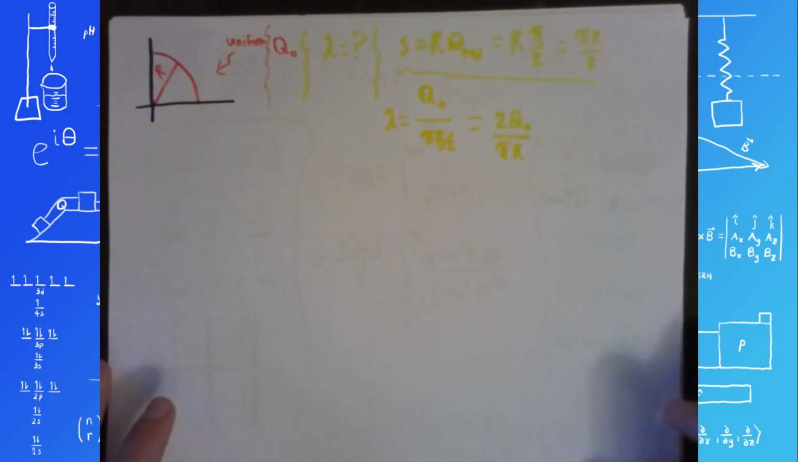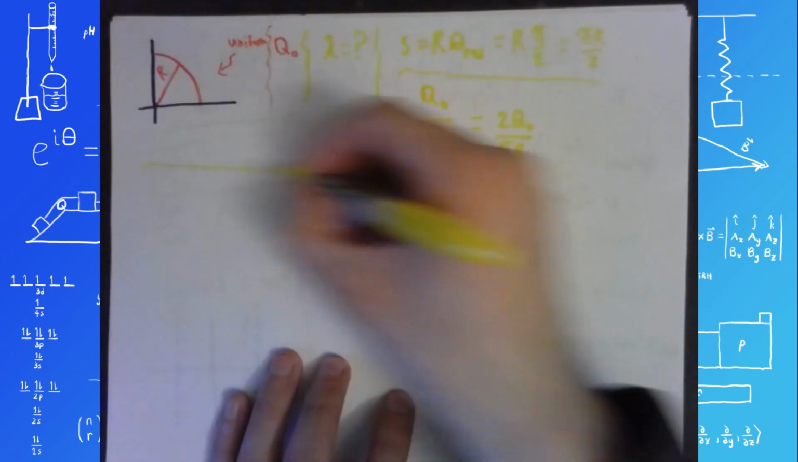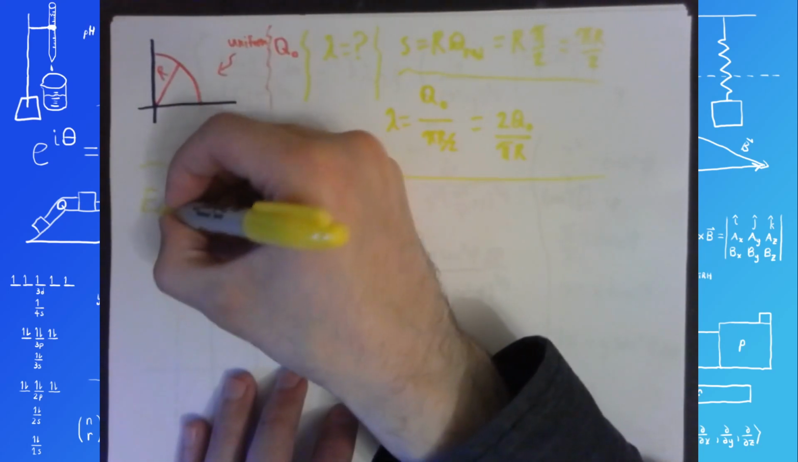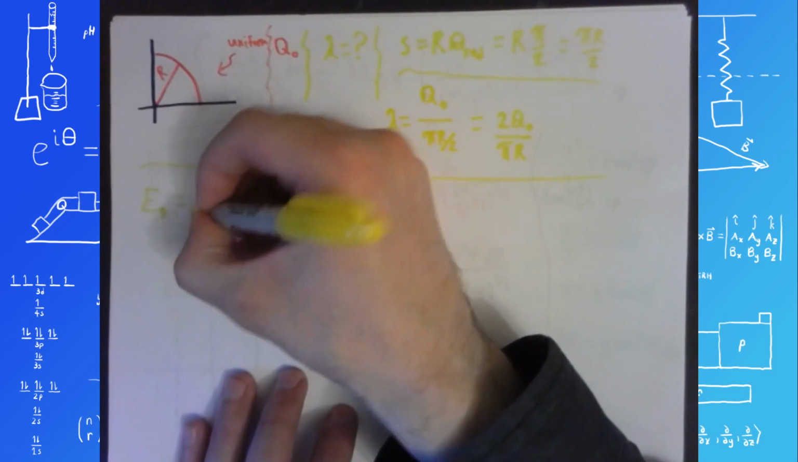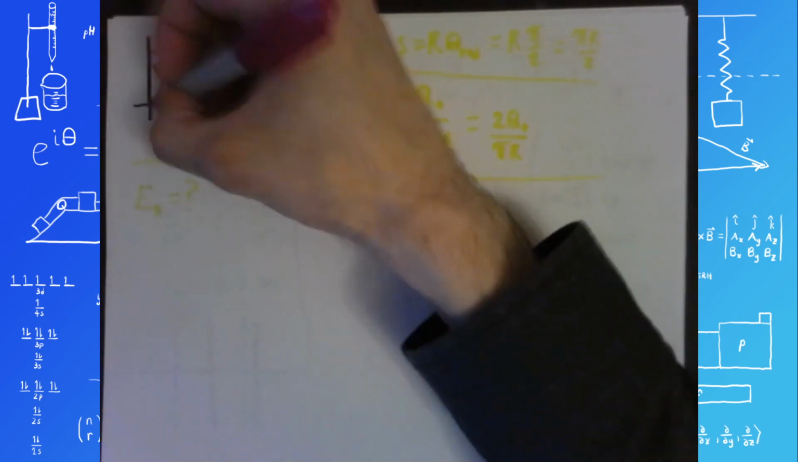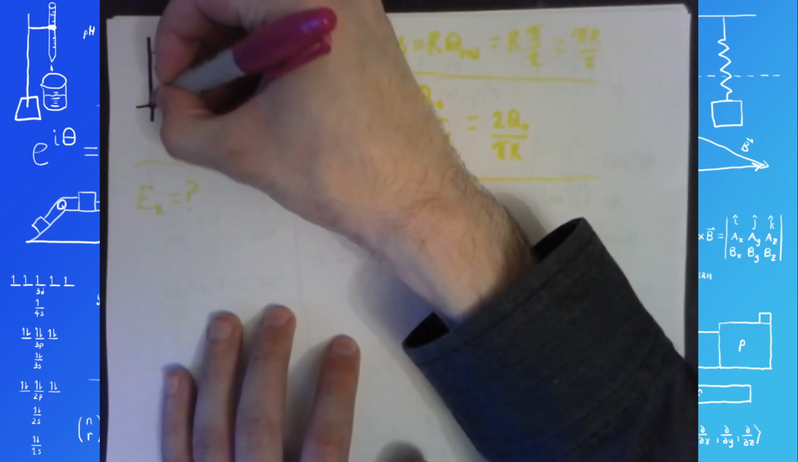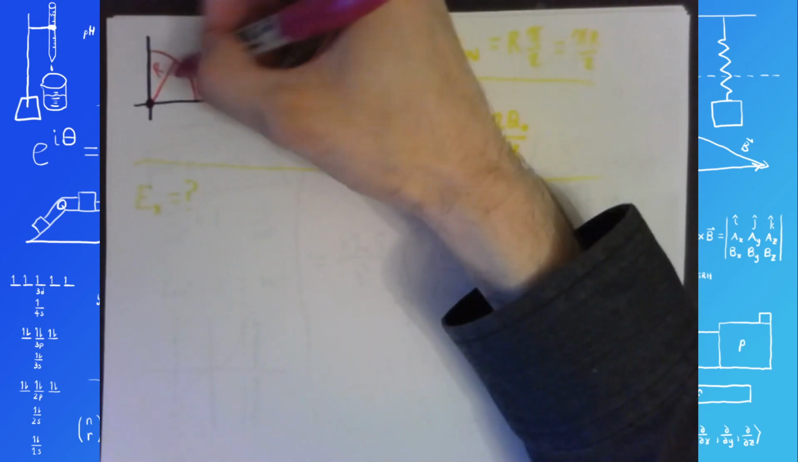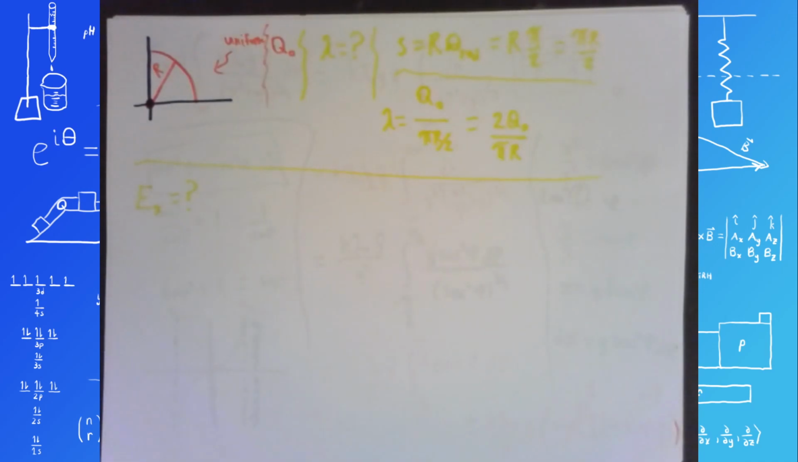So they said find Ex. Find the magnitude of the x component of the electric field. And at what point was it? At the origin. So our point of interest is right here, a distance of big R from our arc of charge.